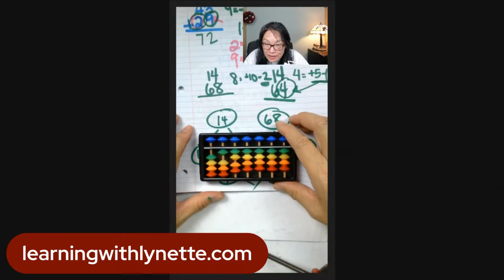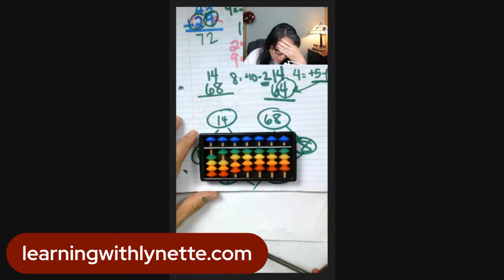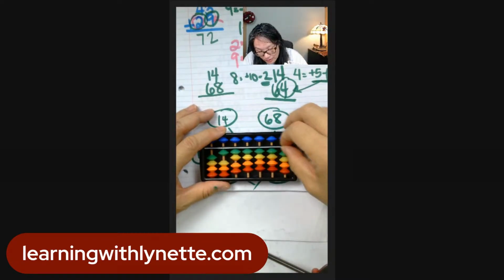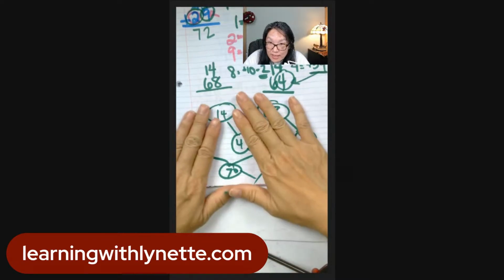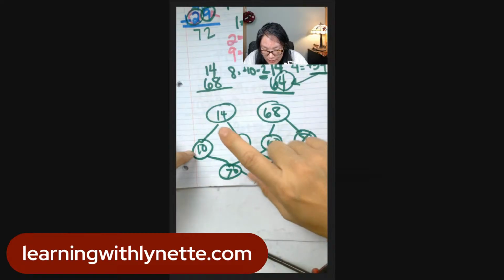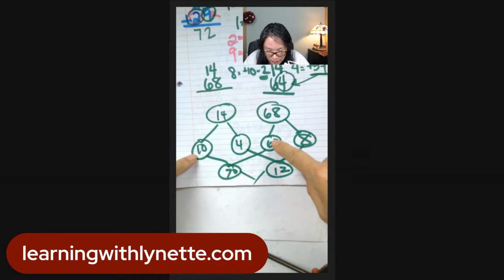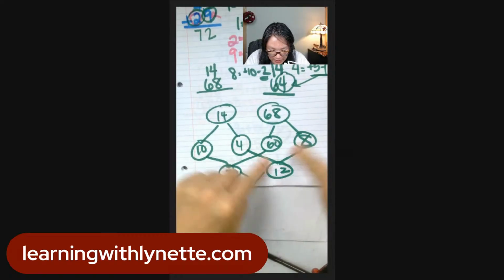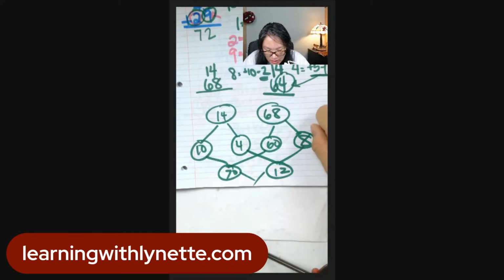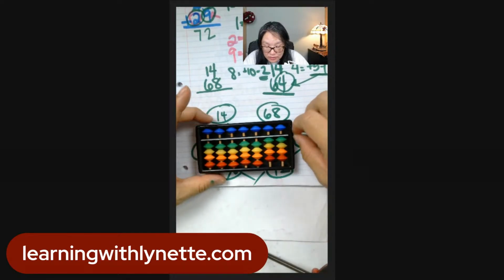So here's the question that I found. They did 14 plus 68. And so what do they do in mainstream math? They break it up, right? 10 and 4. And then this one is 60 and 8. And then they combine the tens and then they combine the ones. And then that's it. But in abacus, we can do it too, right?